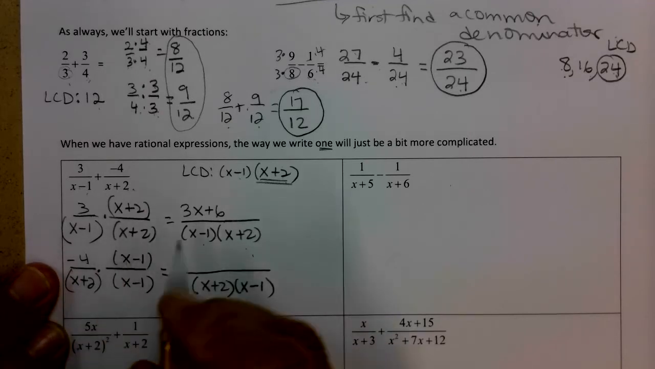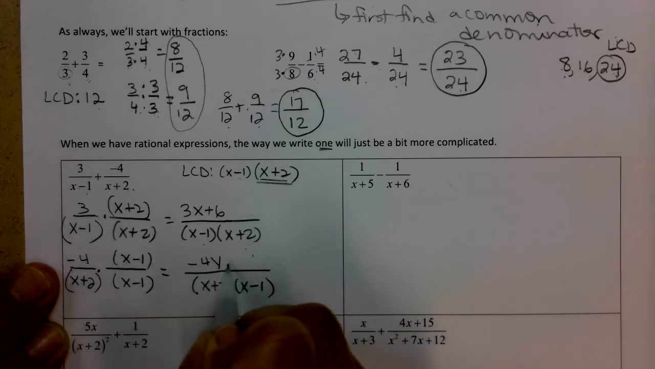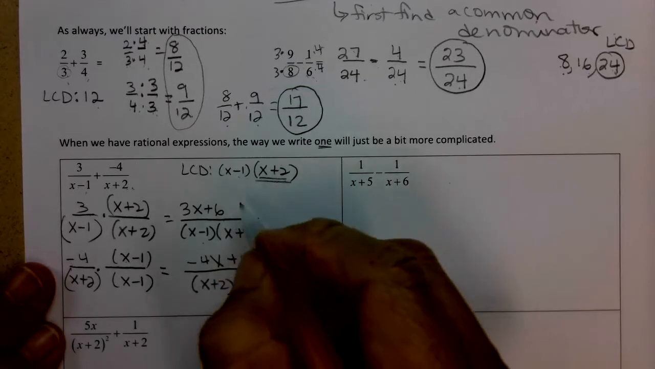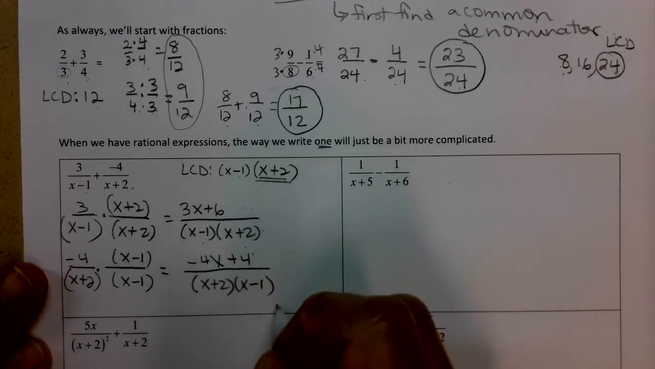So I have negative 4 times x. It's negative 4x. Negative 4 times negative 1 is plus 4. So now these are the two fractions that I'm adding. They have the same denominator.